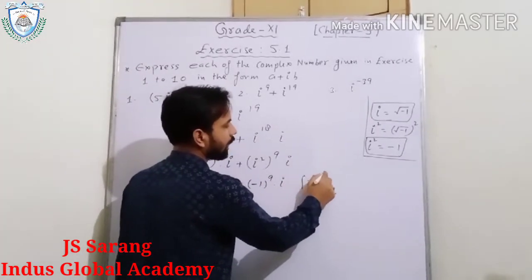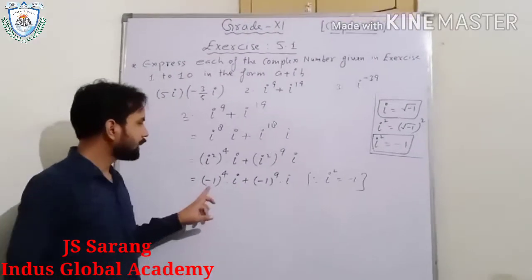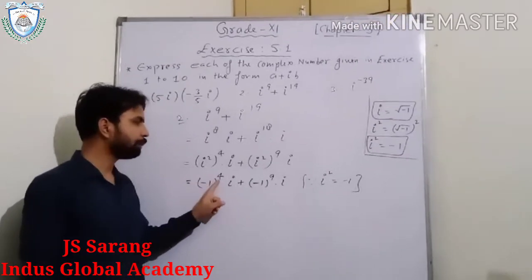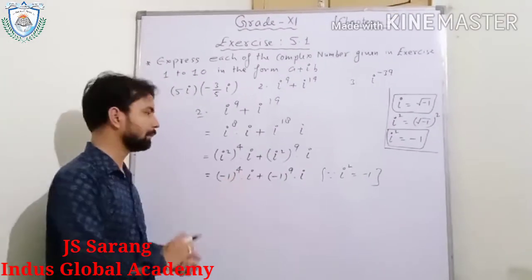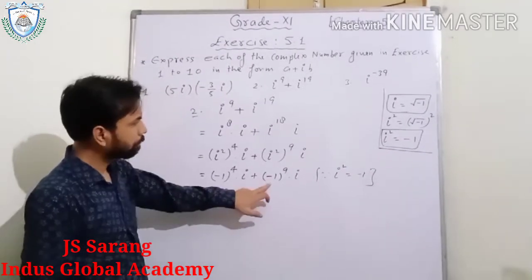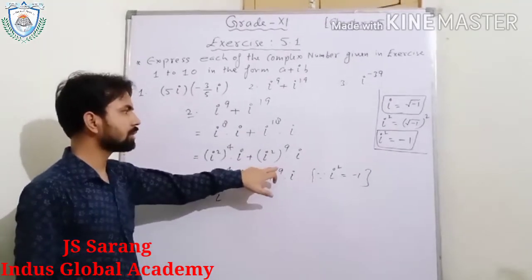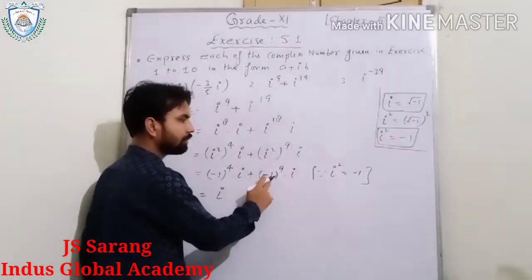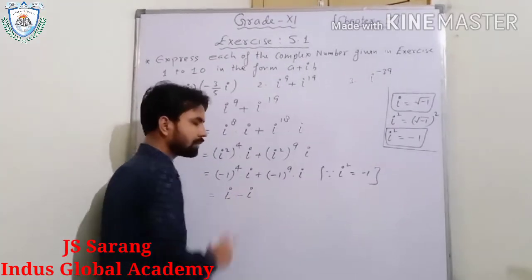Reason: since i square is equal to minus 1. Clear? Now see, minus 1 to the power 4. Power is even here, so the result will be positive. So minus 1 to the power 4 is positive 1. So positive 1 into i gives you i. Minus 1 to the power 9: 9 is an odd number, and we know that if the power is odd, then the result will be negative. So minus 1 to the power 9 gives you minus 1. Minus 1 into i will be minus i.